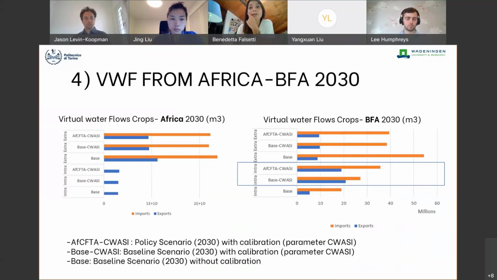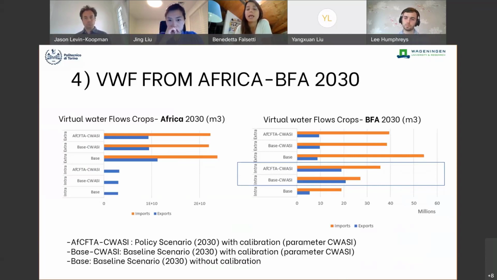On the left, we can see Africa. So for the African continent, we can see that at the extra trade level, the calibration allows us to reduce the overestimation of the water simulated by Magnet. While for the intra trade, where import and export value are equal, we can see that the volume traded under the scenario increases slightly. For Burkina Faso, on the right, it is interesting to see how the calibration again allows us to reduce the overestimation for imported crops, while slightly increasing the estimate for exported crops at the extra trade level.